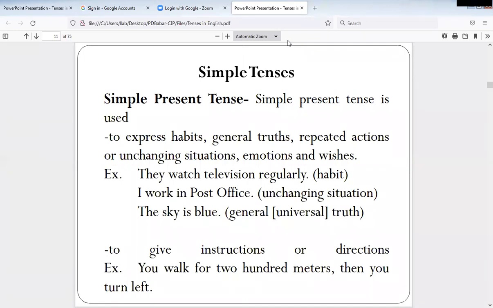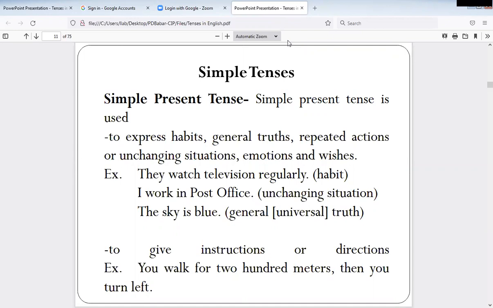The earth moves around the sun. This is also a universal truth. It is not in our hand, because we can't stop the earth from moving around the sun, or the moon moving around the earth. So these are the general truths.